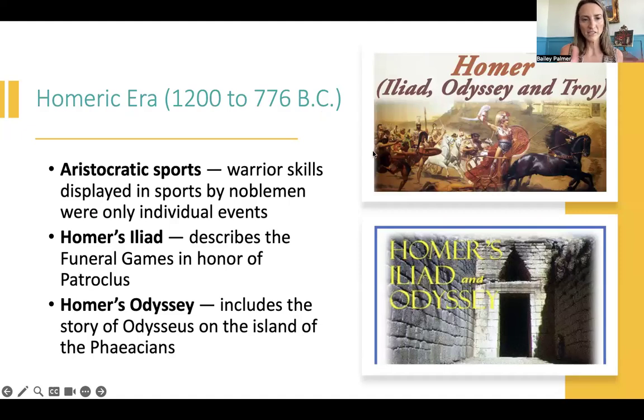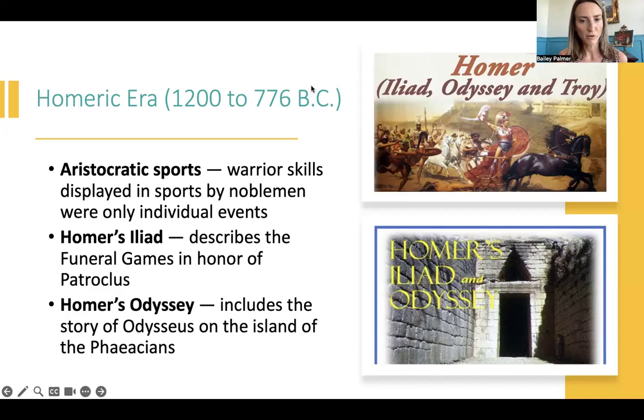The Homeric era, okay, so now if you look at our time frame, we're at about 1200 to 776 BC. During this time, we are discussing first the era of the aristocrats. The aristocrats in this time frame did play sports, and these sports were able to help them develop their military skills, skills in order to be the strongest warrior. They were practiced by noblemen who were training physically to have a strong front.